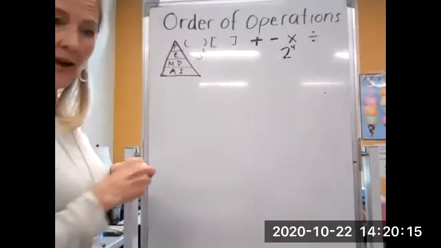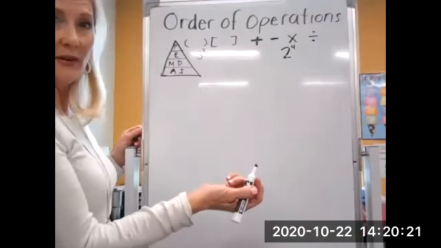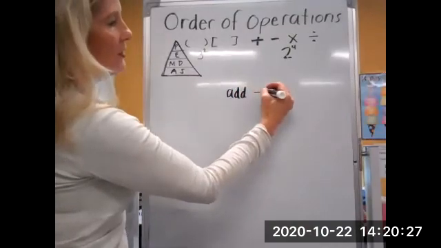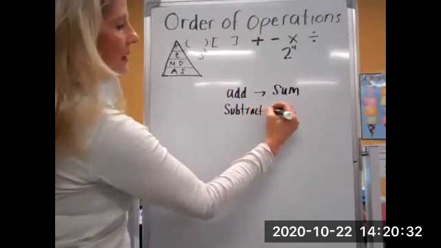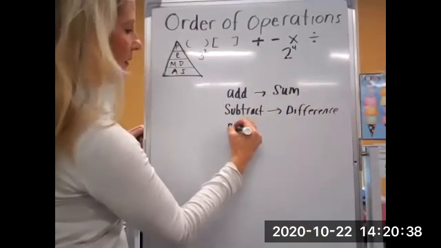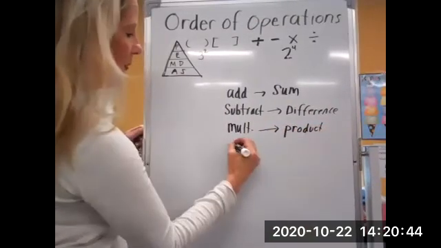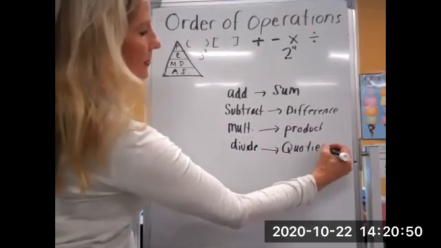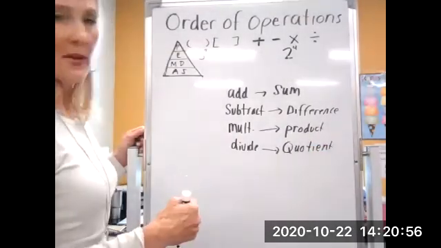So you might have noticed that you're going to want to know mathematical terms so you can not have that be any kind of problem for you. When you're adding, the answer is called a sum. When you're subtracting, it's going to be called the difference. When you're multiplying, and I'm just writing mult, your answer is called the product. And when you're dividing, the answer is called the quotient. You're going to want that vocabulary easily accessible to you. You want to have that memorized.